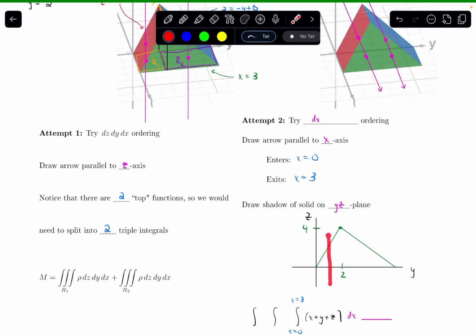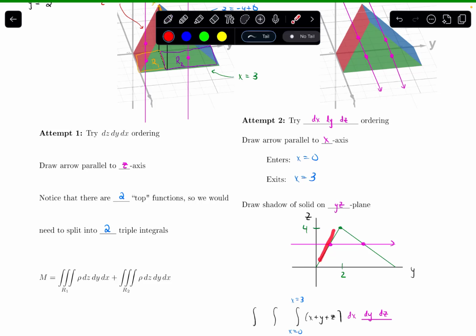But I notice that if I draw them parallel to the z-axis, the top function changes from this line to that line. That would make me split it into two triple integrals, which I'm trying to avoid. But if I draw lines parallel to the y-axis, no matter where I draw them, the function on the left stays this line and the function on the right stays this line. So that's going to be most efficient for us. I'm going to do dy next, because that's the direction of this next arrow, and then that'll force me to do dz last.